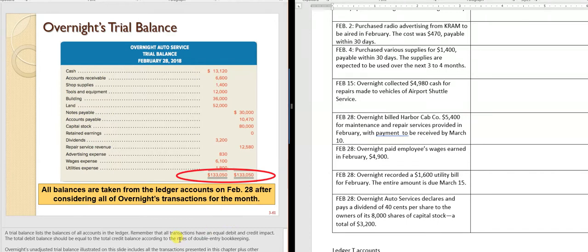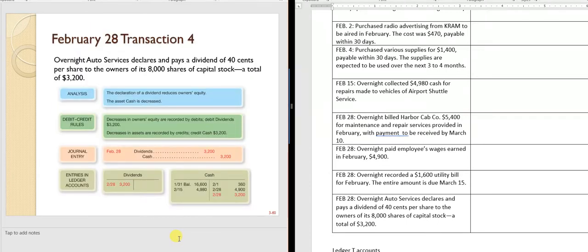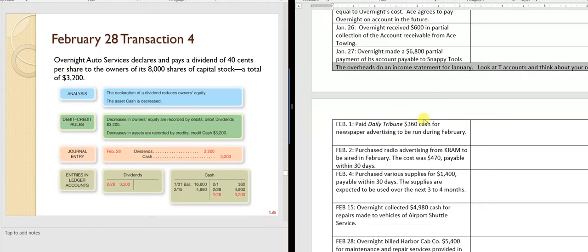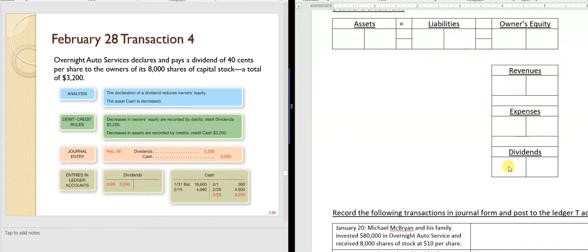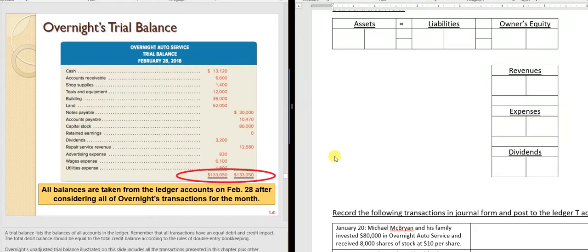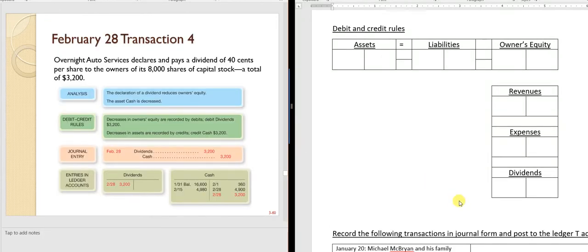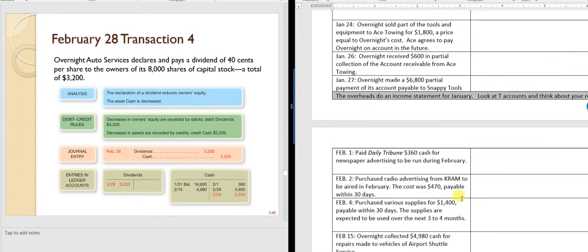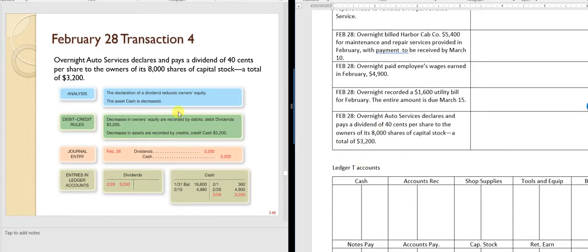All right. Where's my dividends? Okay. So I declare and pay a 40-cent dividend. Dividends have their own special account. You recorded them up here, and it's on the debit side. So I have dividends. And cash is going down, so I credit and go post in the account.